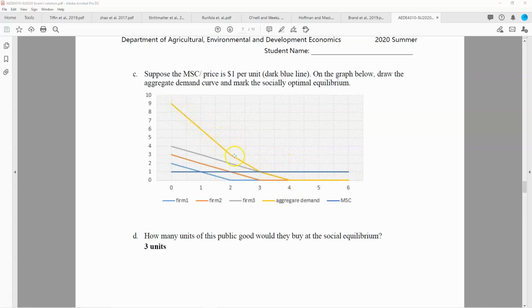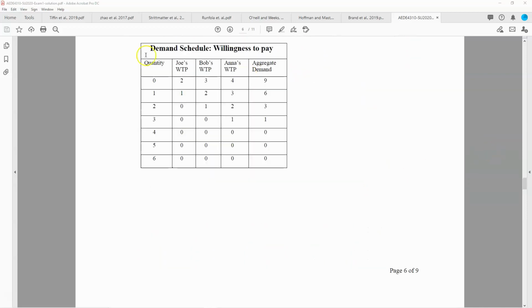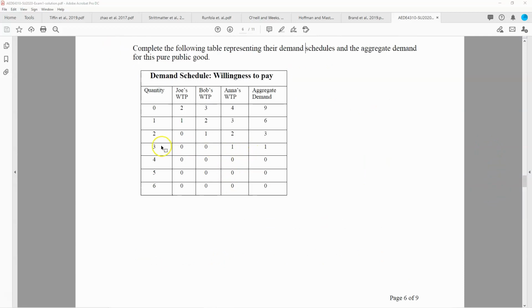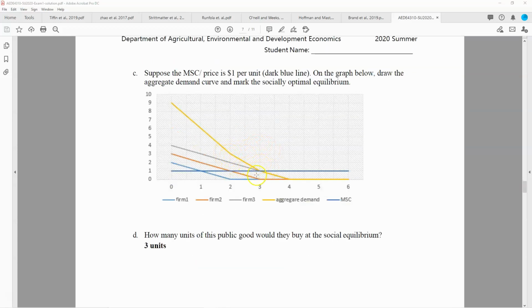But keep in mind there are 2 kinks, and remember when we talk about assignment 1, there is just 1 kink. So the difference is that when the quantity of this public good is greater than 2, only Bob and Anna are willing to pay for this public good, and when the quantity is greater than 3, only Anna is willing to pay for this public good. So there would be 2 kinks, and it is very important for you to point out where the kink is.